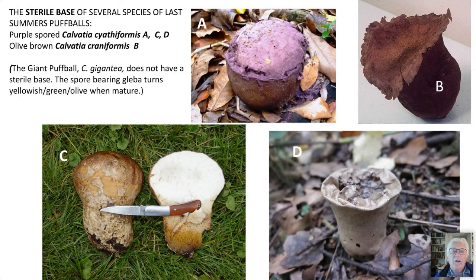Depending upon the type of mushroom that was on the top, if it's Calvatia cyathiformis, they'll have purple spores. If it's Calvatia craniformis, they'll have brown spores. And craniformis looks pretty much the same. It's more like a skull shape, more wrinkled. They're both edible until they start to color.